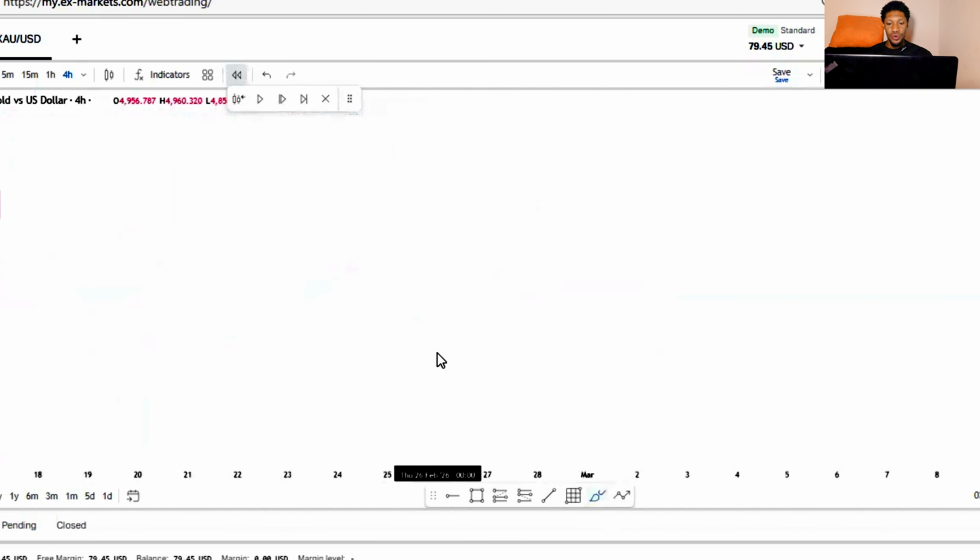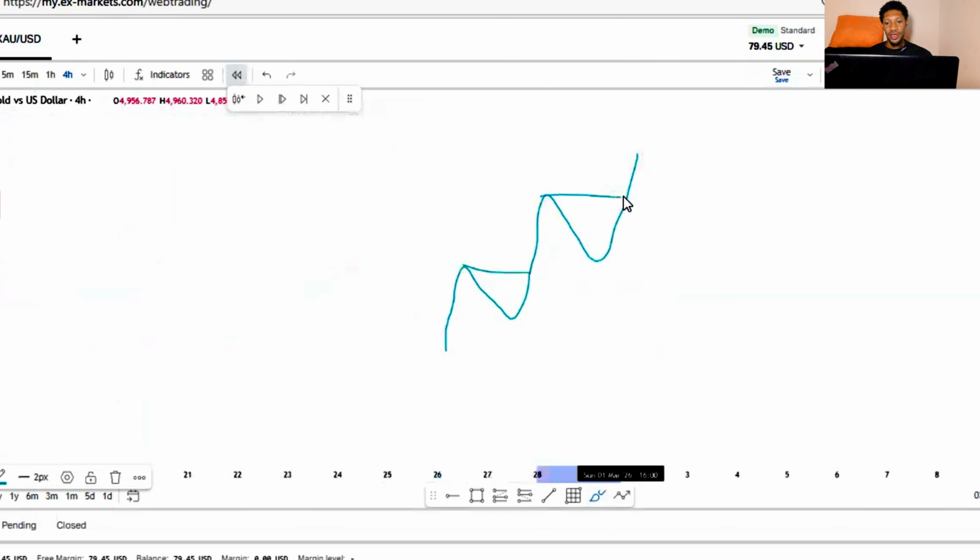Now some people have this thing to be their market structure like this. This is a break of structure. This is a break of structure. They get to buy here, they get to buy here. These are some people trading the smart money concept, ICT and stuff like that.